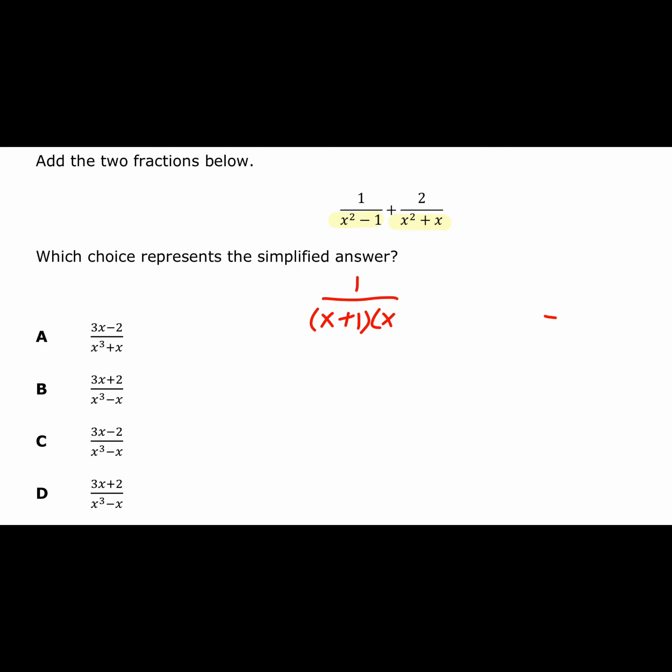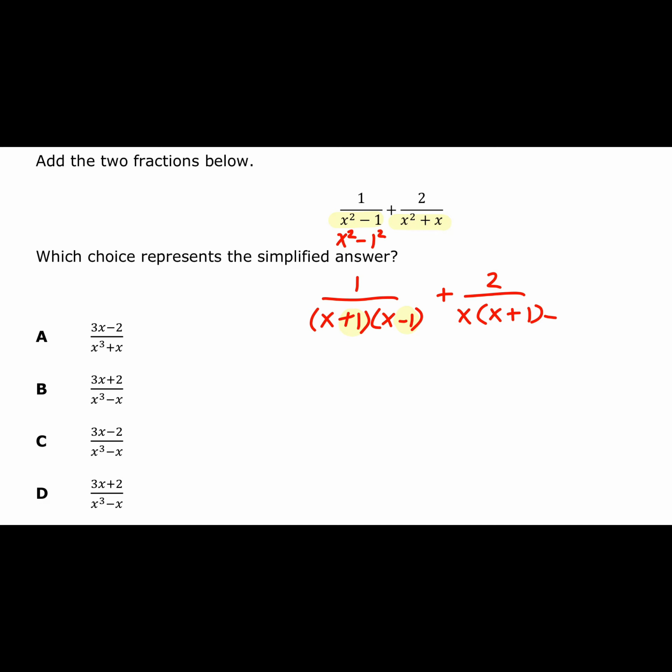So in our first fraction, we actually have a difference of squares, because x squared minus 1 is the same as x squared minus 1 squared. And so we can break this down into x plus 1 and x minus 1. And in the second one, I have an x squared and an x, so I can actually factor out an x there. So I'll write this as x times x plus 1, because x times x will give me x squared, and x times 1 will give me x.